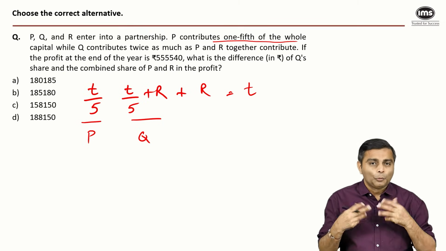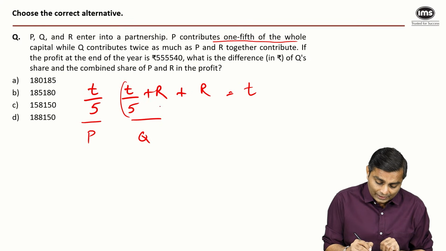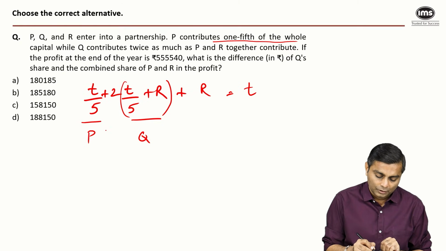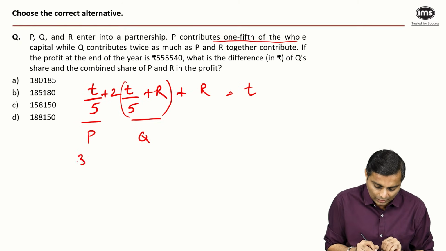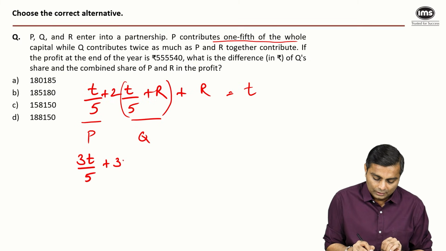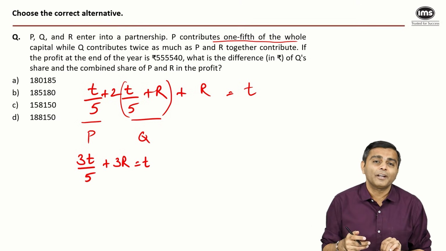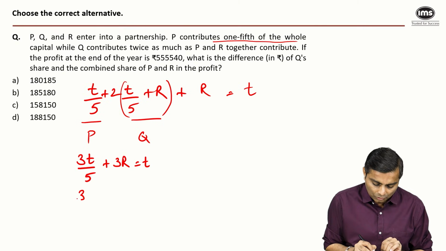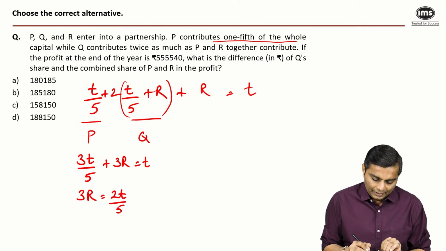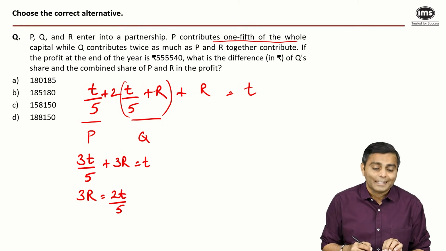Correct? So quickly now let's add T by 5 plus T by 5. Sorry, this P said twice, so plus 2 times this plus R is total. Great. So T by 5 plus 2T by 5 is actually 3T by 5. You have 2R plus R is 3R. That is equal to T. 3T by 5, I take that side. So T minus 3T by 5, 5T minus 3T, 2T by 5. So 3R is equal to 2T by 5. Now, if I cross multiply, R becomes 2 by 15 of the total.